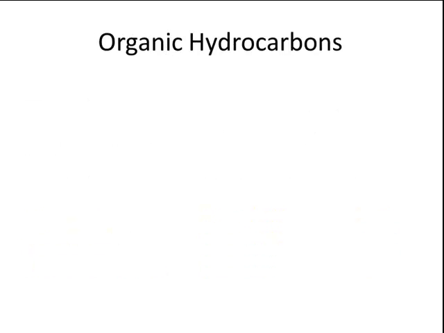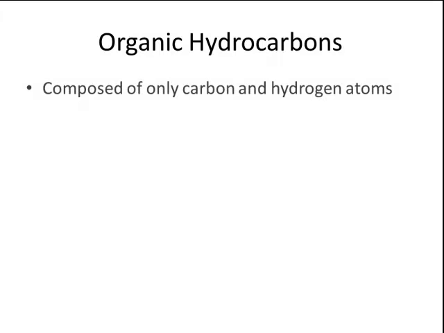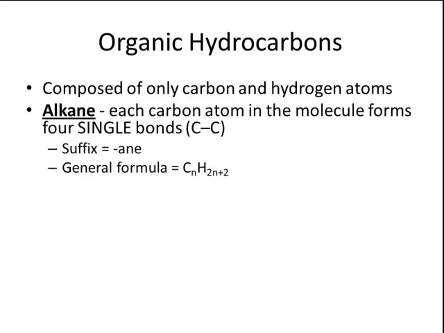The last type of naming that we're going to do involves organic compounds. One of the simplest types of organic compounds are called hydrocarbons. Hydrocarbons are composed of only carbon and hydrogen atoms. So whenever you see a chemical formula that contains only carbon and hydrogen, you know you'll use this style of naming. There are 3 basic types of hydrocarbons.